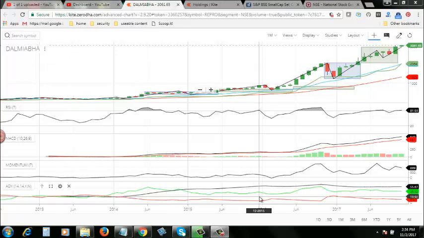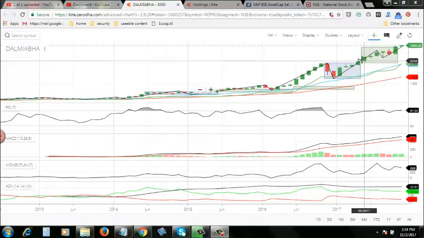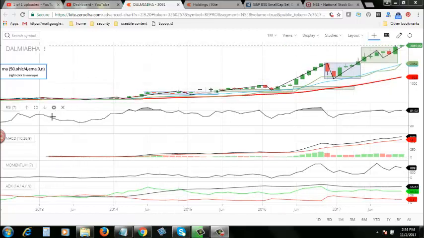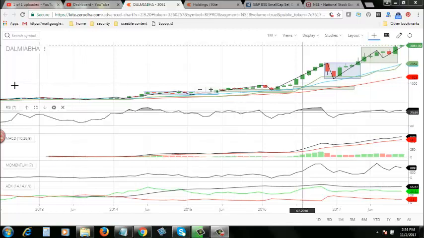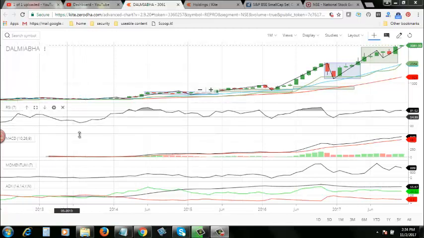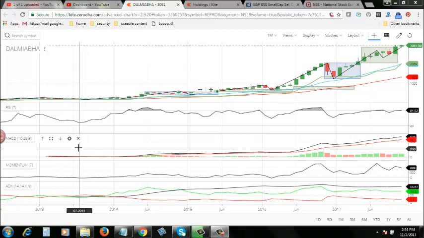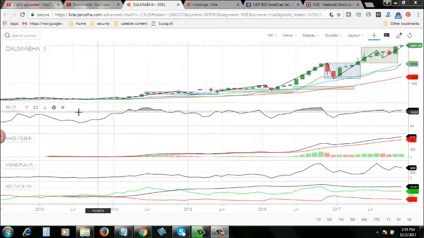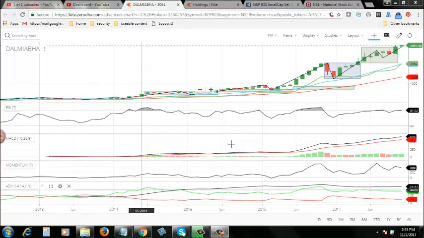Today we are going to do the technical analysis for Dalmia Bharat. That is the stock name, and Dalmia Bha is the ticker name. If you are right now watching the monthly technical chart of Dalmia Bharat, here you can see the price trend history of the stock, and you can also see the technical graphs of different technical indicators that I am using to do the analysis of this particular stock. I'm using the RSI graph, MACD graph, momentum graph, ADX graph, etc.